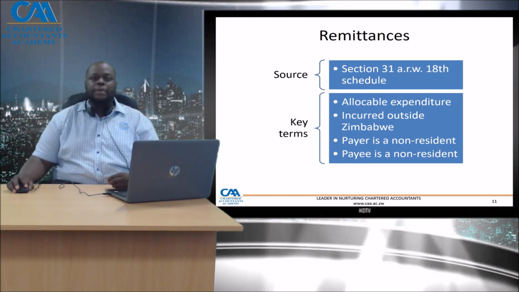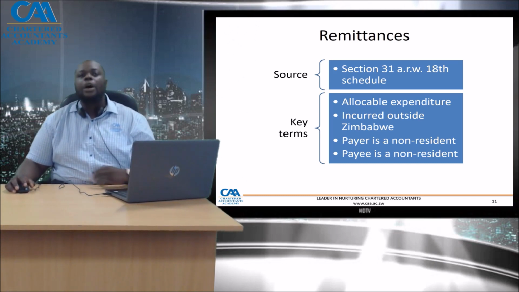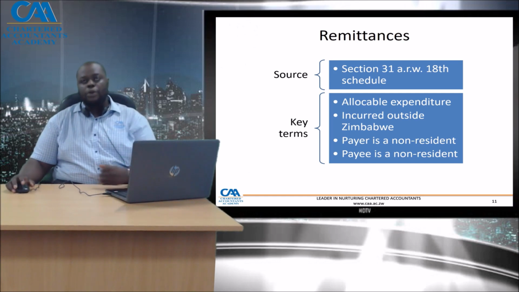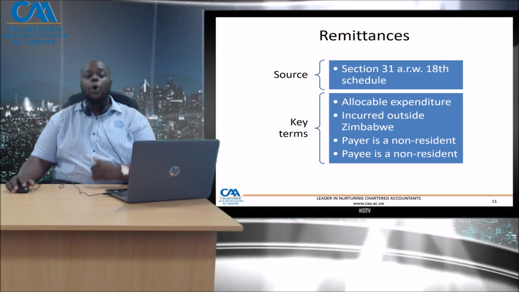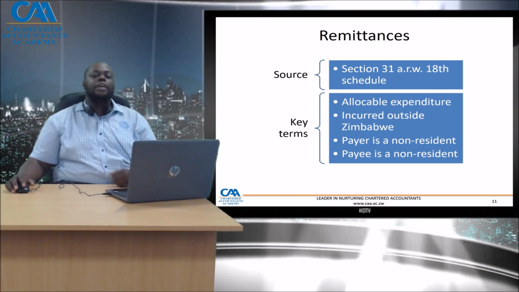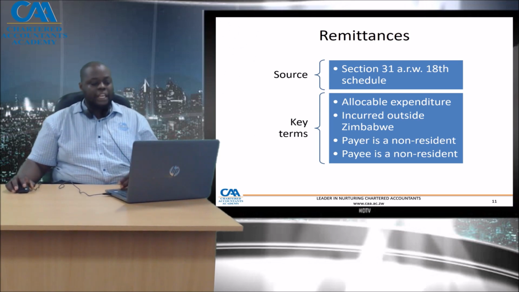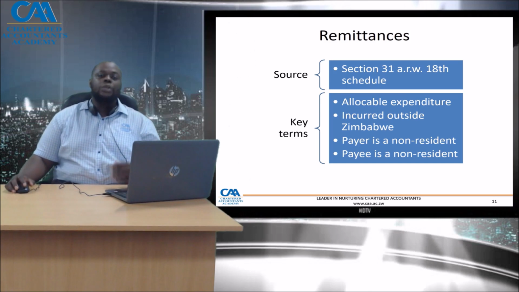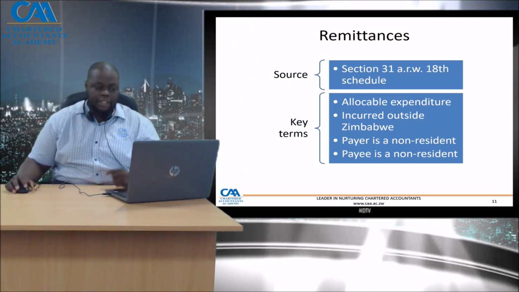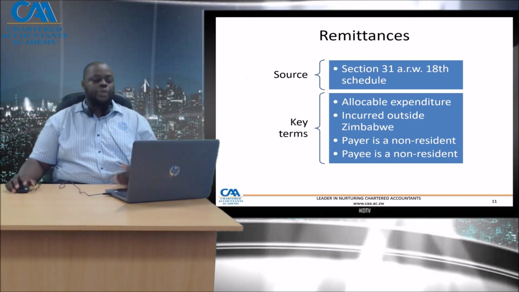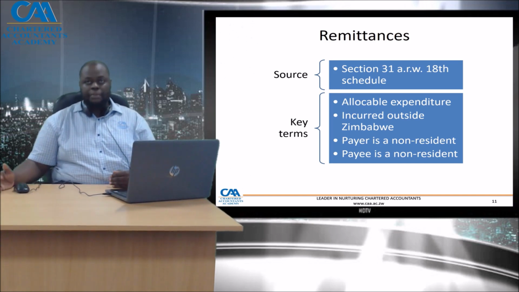Now with remittances, the payer of the amount needs to be a non-resident. The person receiving the amount also needs to be a non-resident. However, the amount being incurred needs to be incurred outside Zimbabwe. It's only then that the amount being paid will be a remittance. It is key to understand the difference between a remittance and fees.